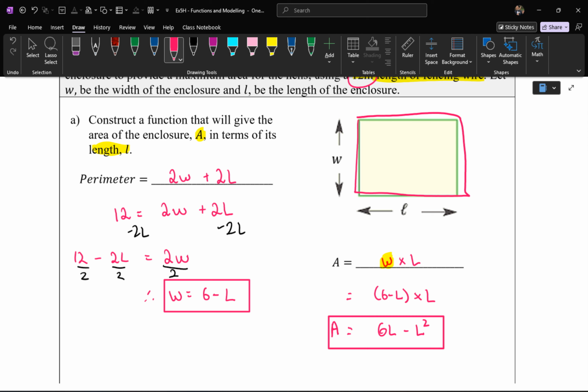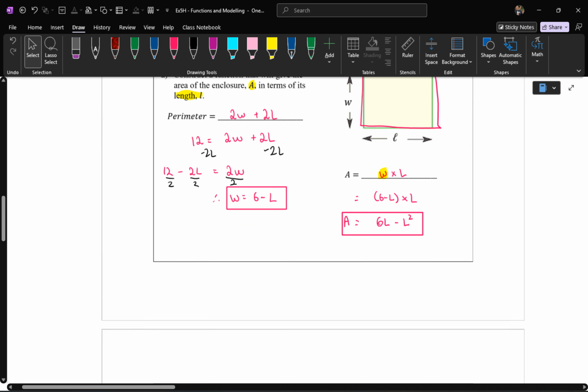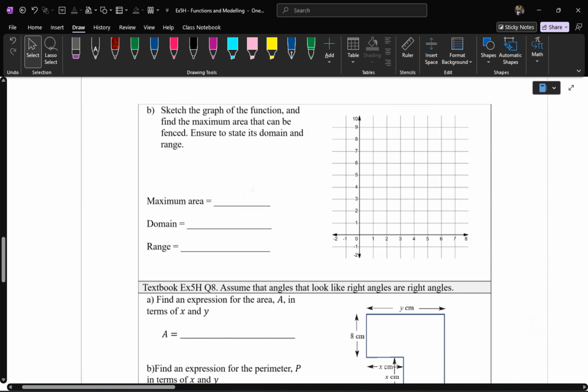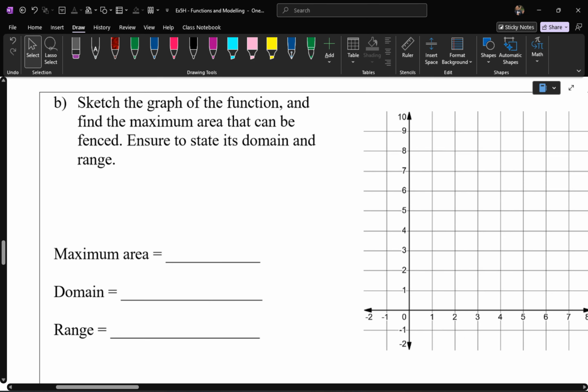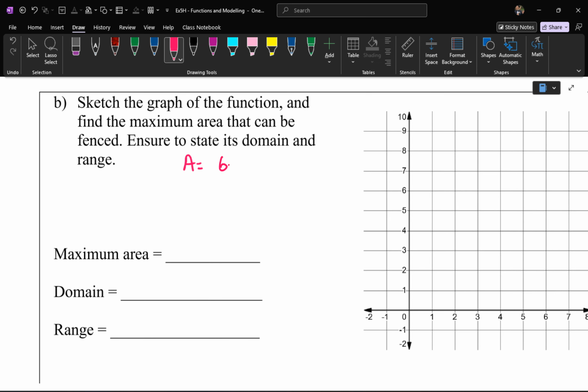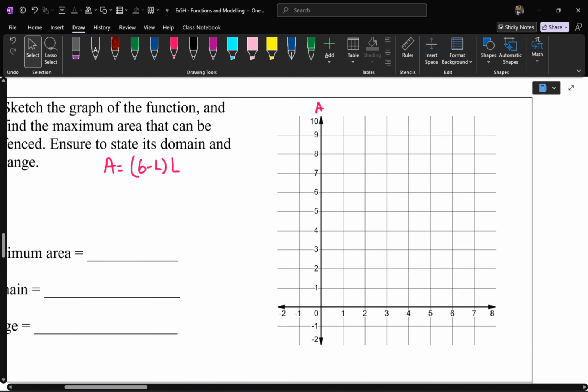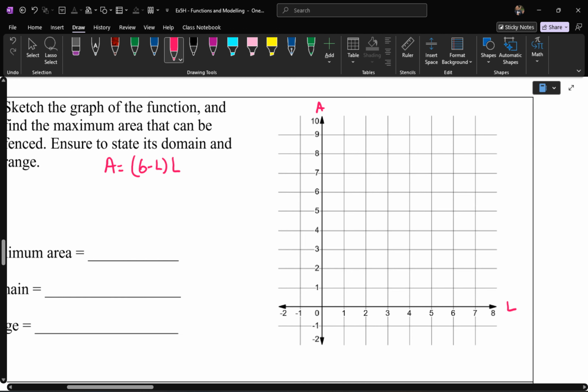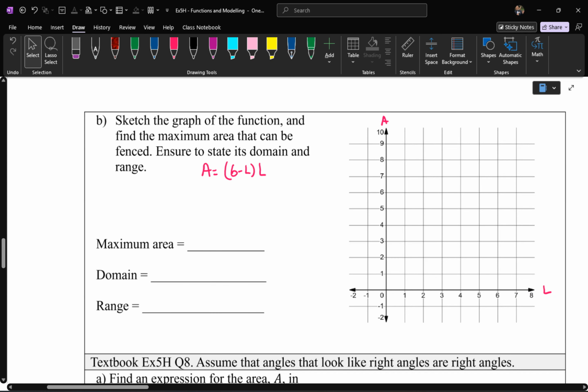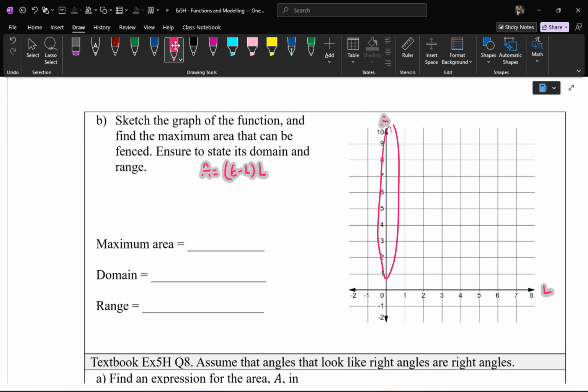Similar to your SAC, after this, they normally ask you to sketch it, find the domain, etc. So that's what we'll likely do. Let's have a look over to the next page. Here we go. They want you to sketch the graph of the function. Now remember the function was A is equal to 6 minus L times L. That means this is your area axis. This is your length axis. Clearly, there are a couple of restrictions that we can see. Area cannot be negative, so you can only have this top half.